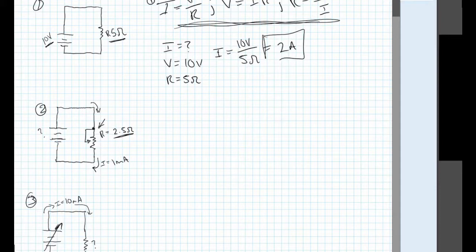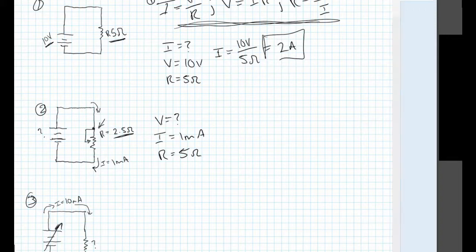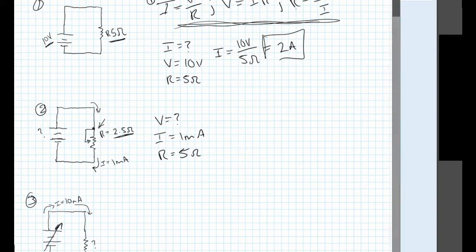One thing we could always do is list out the unknowns. So we have voltage, that's unknown. We have current, that's equal to 1 milliamp. And we also have our resistance, which is double of 2.5, which is 5 ohms. So again, I should have written that out. But anyways, what equation will we be using? Equation number 2. So we know that the voltage is equal to 1 milliamp times 5 ohms.